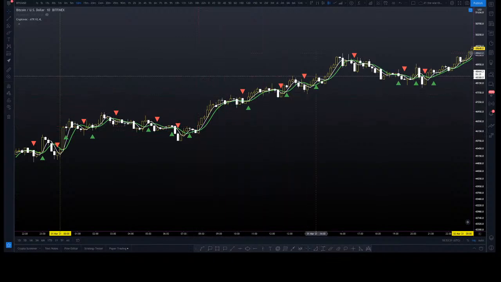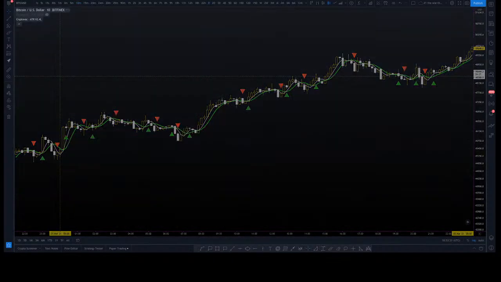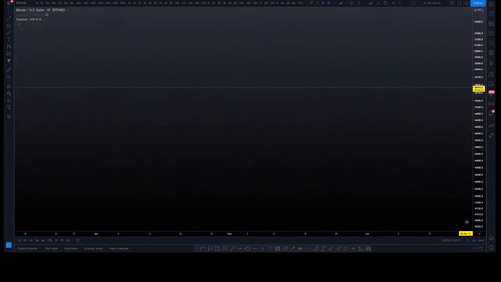Okay, so if we look on the day, wherever we're at, I have no idea where we're at here. March. What in the world? Where did the chart go?